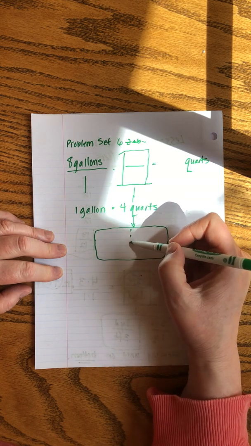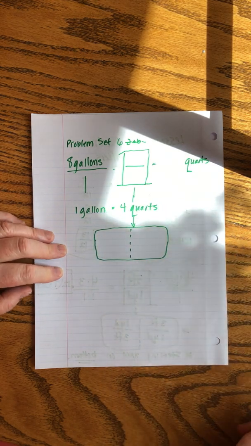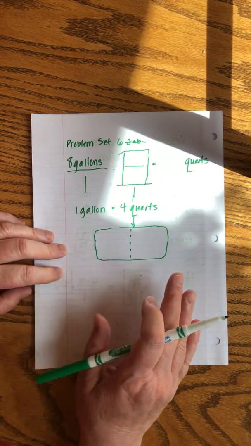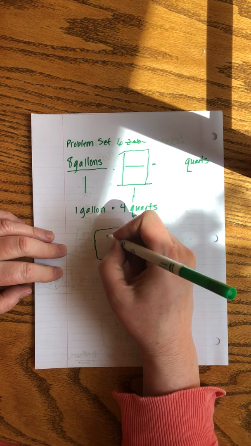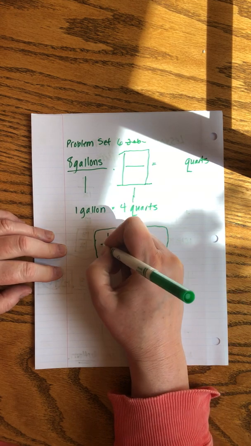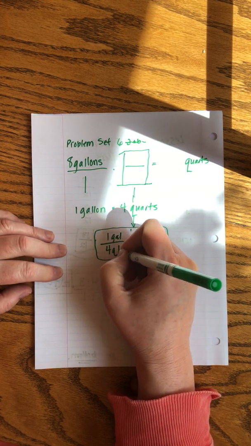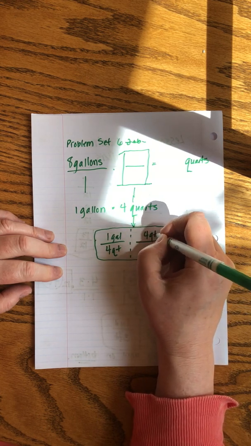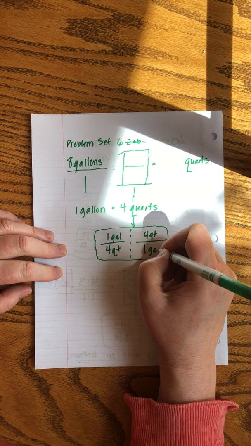And I put a dotted line. Last time I accidentally drew a solid line. But I put a dotted line, and that's to remind me that I don't need both of these. I'm only gonna choose one. Okay, so I'm just gonna copy it. 1 gallon equals 4 quarts, and 4 quarts equals 1 gallon.